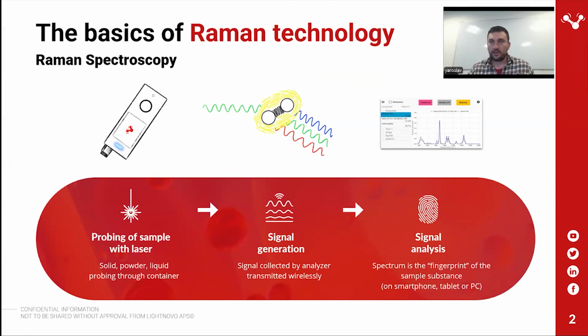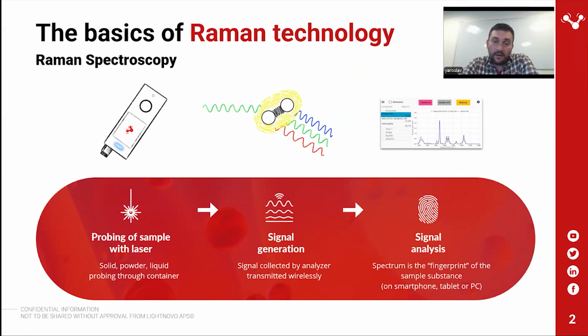In Raman spectroscopy, the sample is probed with a laser. You can probe solids, powders, liquids. You can also probe through the container. Then the signal is generated.